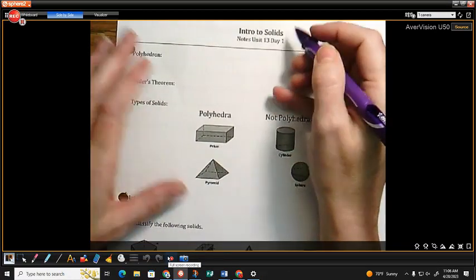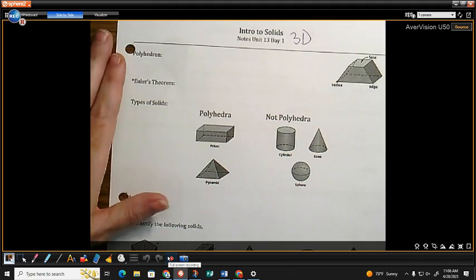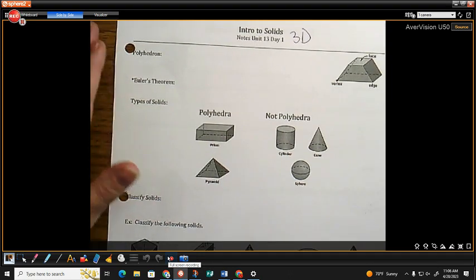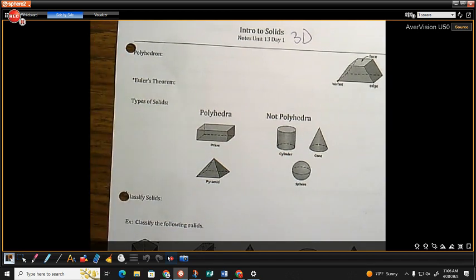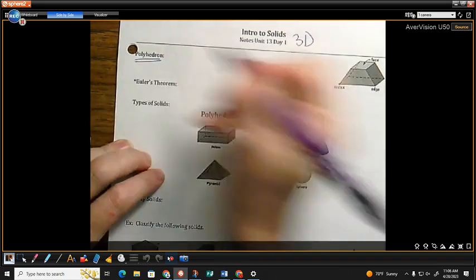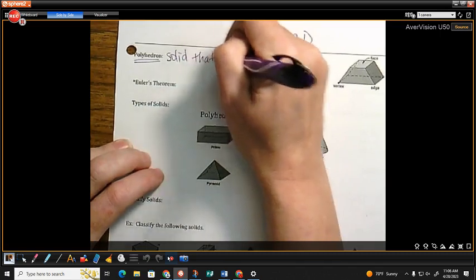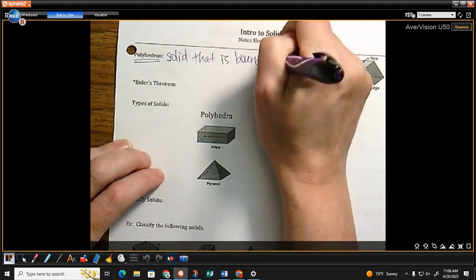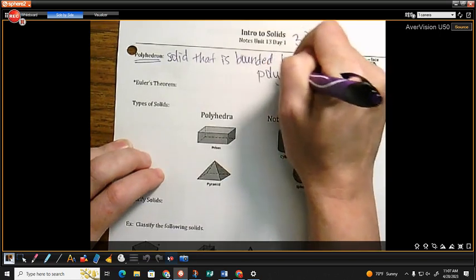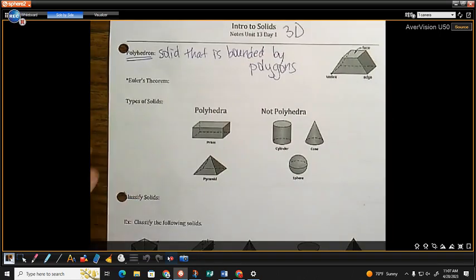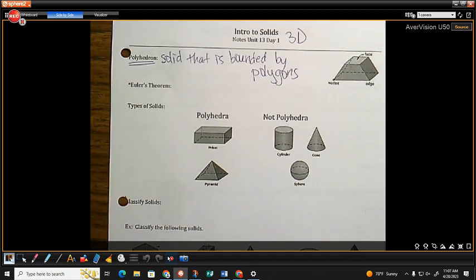So we're going to start our 3D solids unit. What's 3D mean? 3 dimensions. And you can call them whatever you want, but we usually call them length and width and height, something along those lines. Okay? And so within all the solid things that exist in the entire universe, we have things called polyhedrons. Polyhedrons are just a solid that is bounded by polygons. So you take a bunch of polygons and stick them together and you have made a polyhedron.